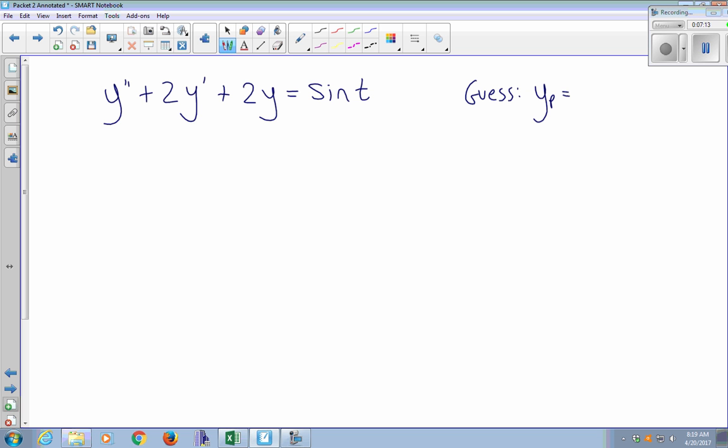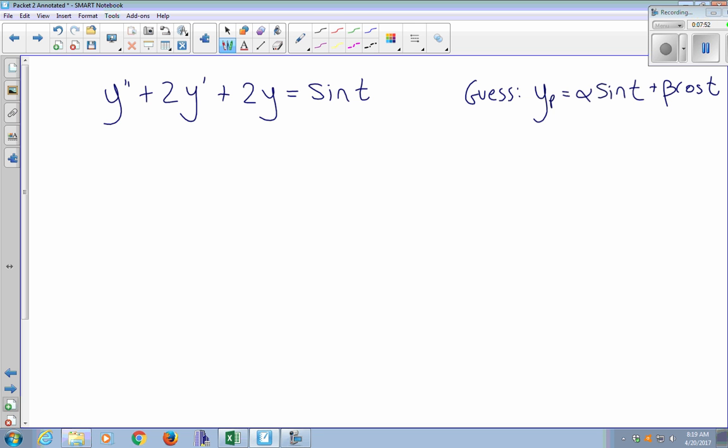So your guess typically has a form of the forcing function plus each of its derivatives until either you have no more derivatives or they start combining into like terms. Okay. So I'm going to have a sine t. I'm going to have an alpha sine t. And then the derivative of sine is cosine. So I'm going to do plus a beta cosine t. And then the next derivative is going to be sine again, which would just combine into the first sine. So I don't have to keep writing derivatives. So my guess is alpha sine t plus beta cosine t.